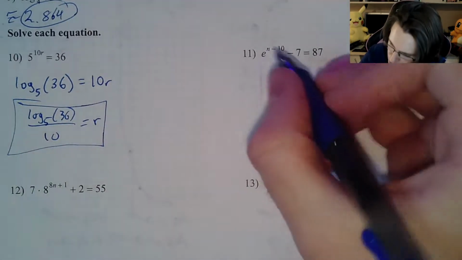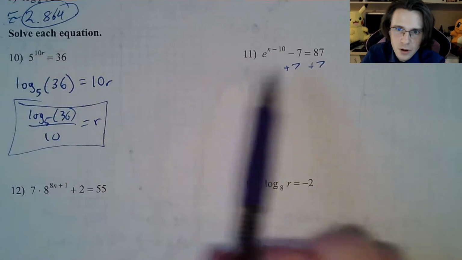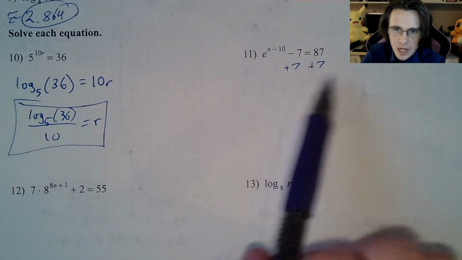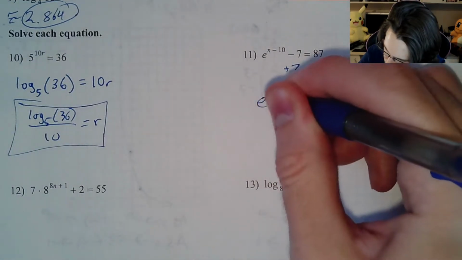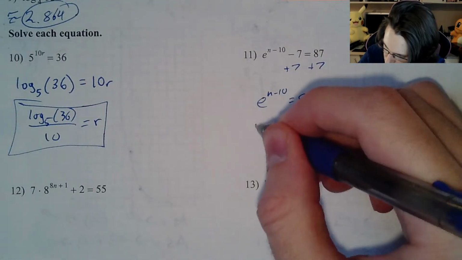All right, let's go ahead and add 7 to both sides here. So the idea is you can't do your log loop unless you're in this form. This minus 7's in the way, so we got to add 7 to both sides first. Now we do our log loop.